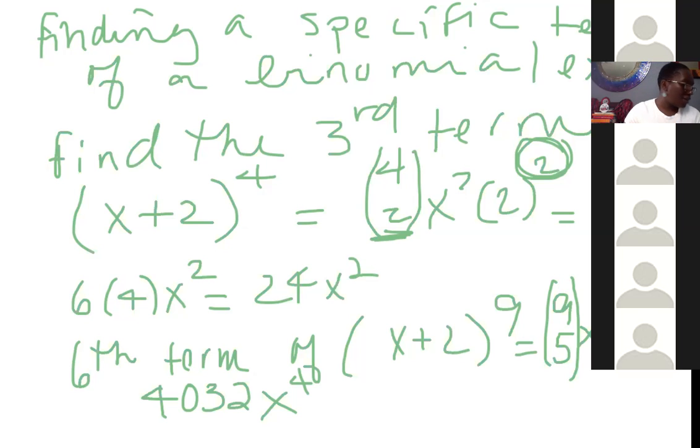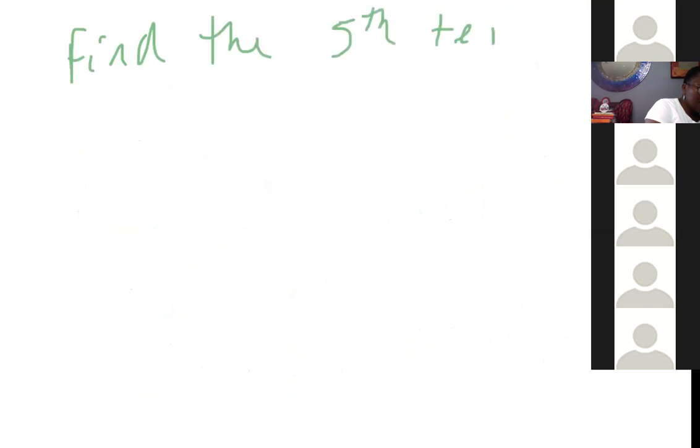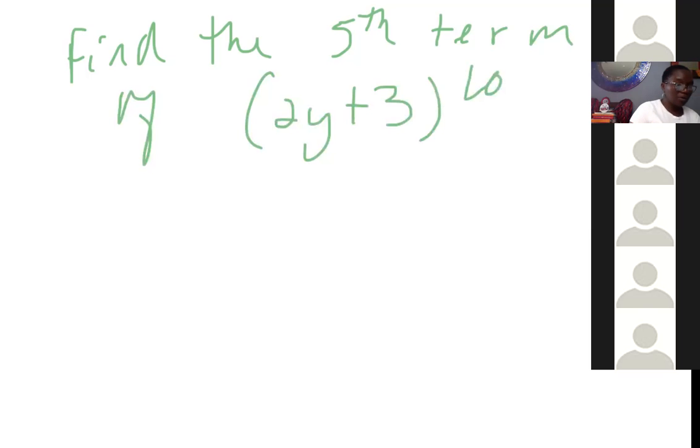So now I want you guys to try one on your own. Let's see what you come up with. Ooh. All right, guys. So here's one. I want you to find the fifth term of 2y plus 3, the 10th power. Ooh, that's 10.